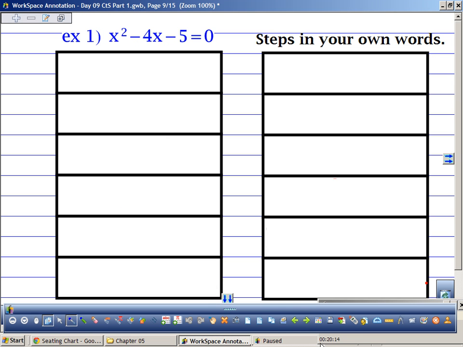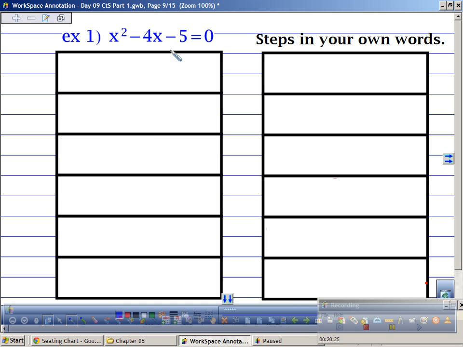All right, let's go through some steps. Put the steps in your own words. So this is what your homework is going to look like. All right, so what's the first thing that we do? I heard it. Move. Move what? I'm not going to call it C, though. I'm going to call it the constant. C is what's a perfect square, right? What we're going to do is move this over here because it's not a perfect square. So move the constant.